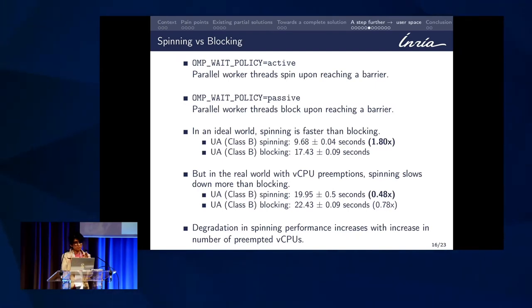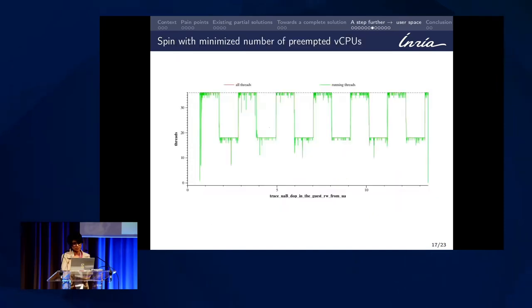But in a real world where you are going to have vCPU preemptions, your application performance is going to drop way more if you were using spinning versus blocking. And this degradation in spinning performance is going to increase with the increase in the number of your preempted vCPUs. So if your degree of oversubscription increases, if there is some noisy neighbor, you are in a bad situation if you are using spinning. What we would like is that spinning is fast, so we want to use spinning. But at the same time, it degrades the performance if you have preempted vCPUs. So spin, but with a minimized number of preempted vCPUs.